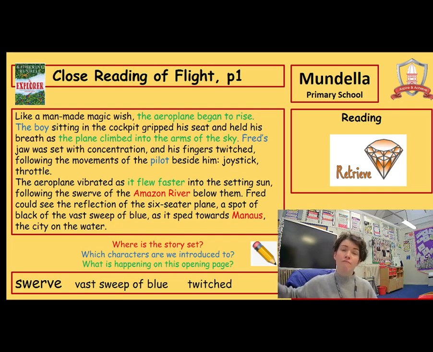The airplane is going very, very quickly. So I've identified it flew faster, and it's going towards the setting sun. And Fred, the boy, sat next to the pilot, is watching carefully what the pilot is doing. His fingers are twitching, so that means they're moving very quickly. Well done for answering the questions that I set and also for having a go at working out what those words mean.